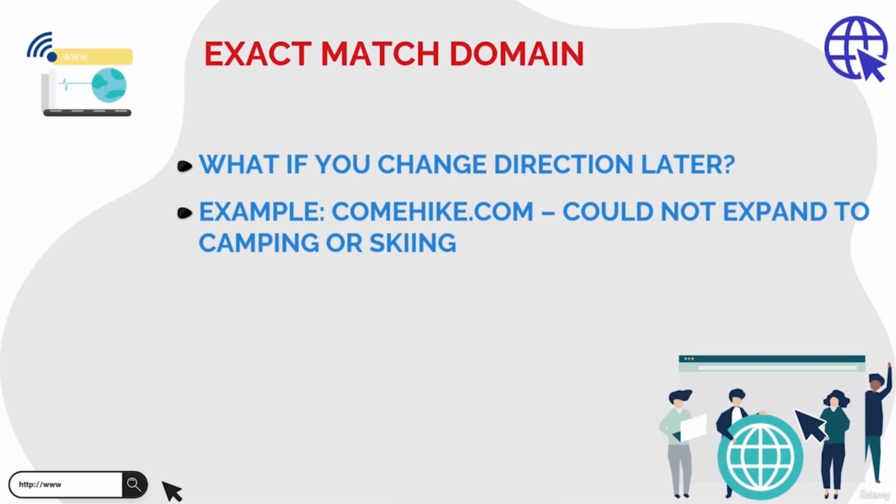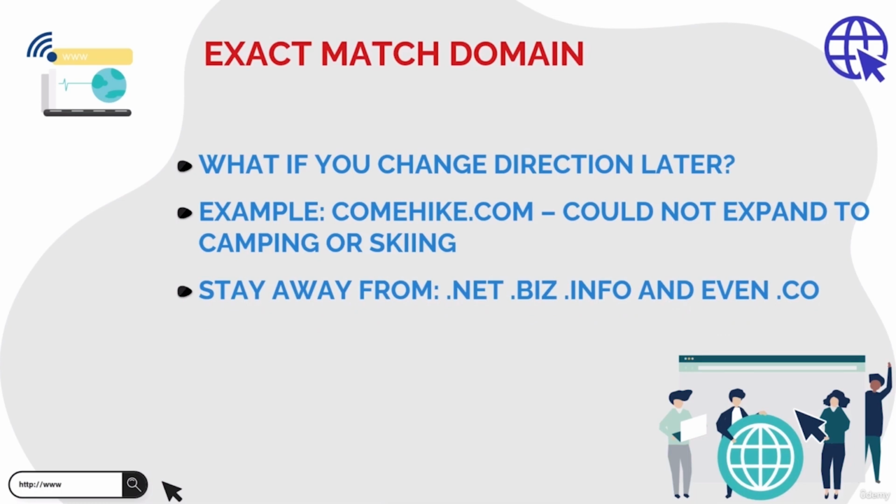And what you want to do is, of course, stay away from .net, .biz, .info, and even sometimes .co. I know .co is popular now, but a lot of consumers outside the tech world are not sure about this .co, and they're always going to ask, is it .co? Is it .com? You don't want the domain to be distracting from your core business. You want to get to the more important things.